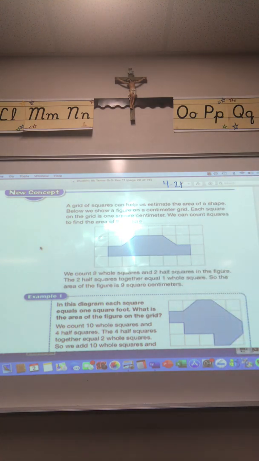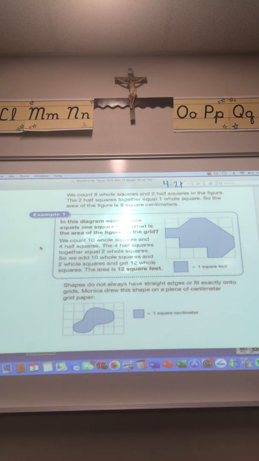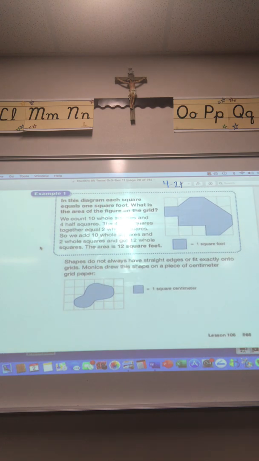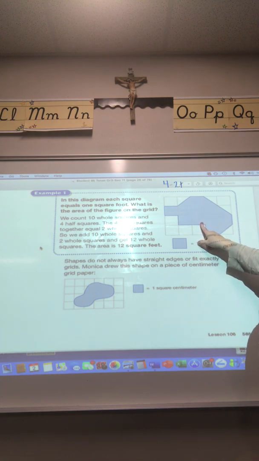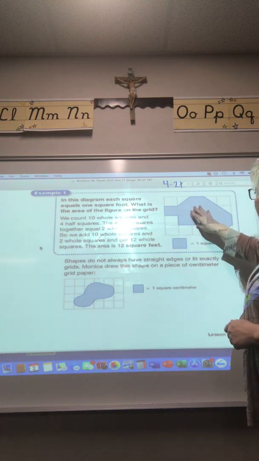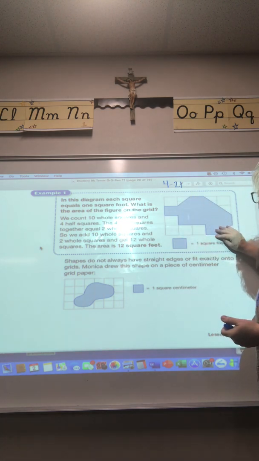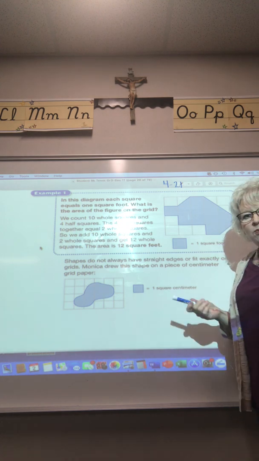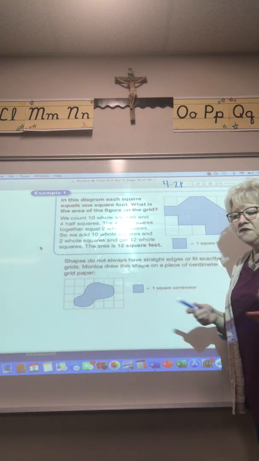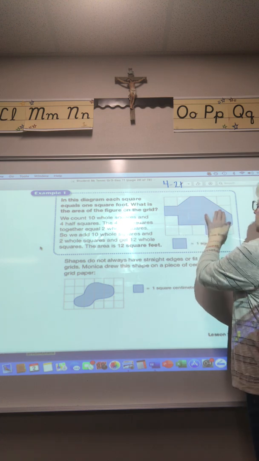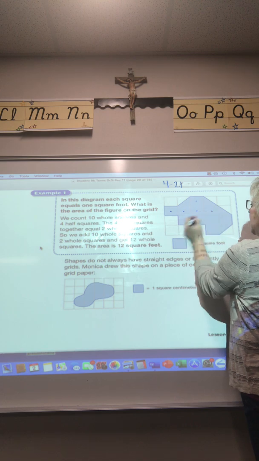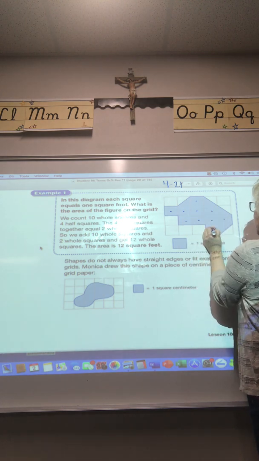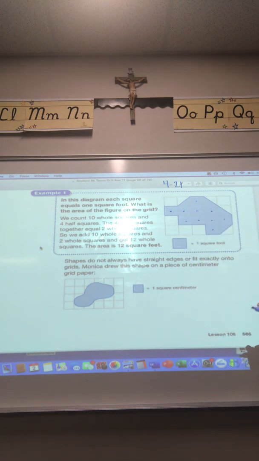So now we're going to show how we might use this. In this diagram, each square equals 1 square foot. What is the area of the figure on the grid? So somebody might maybe have a swimming pool in their backyard, and they would want to know how big the swimming pool is in square feet. So they would count up the whole squares. 3, 4, 5, 6, 7, 8, 9, 10. So there are 10 whole squares.